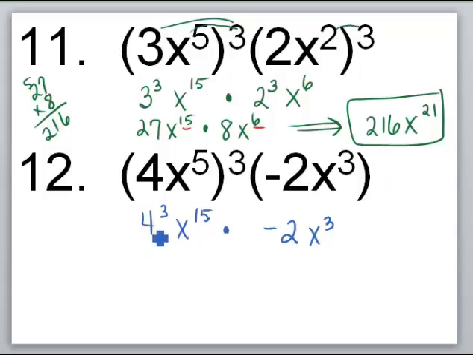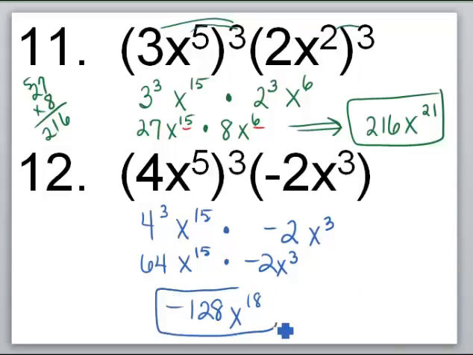Now if I look at this, don't multiply 4 to the 3rd times negative 2. You need to first do 4 to the 3rd. 4 times 4 times 4 is 64. X to the 15th times negative 2, x to the 3rd. 64 times negative 2 is negative 128. X to the, I have 15 x's written in a row, and here I have 3 more x's written in a row, so I have 18 total x's.